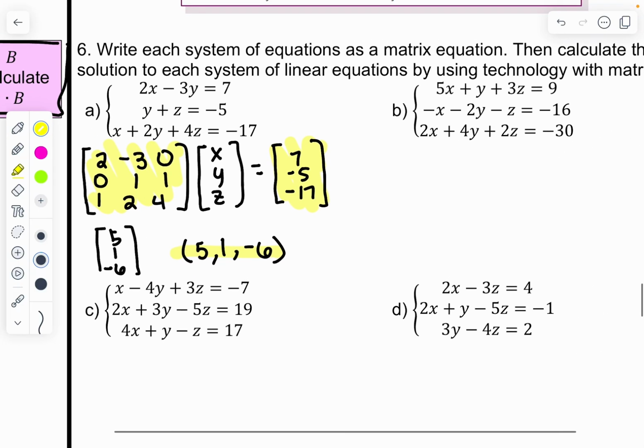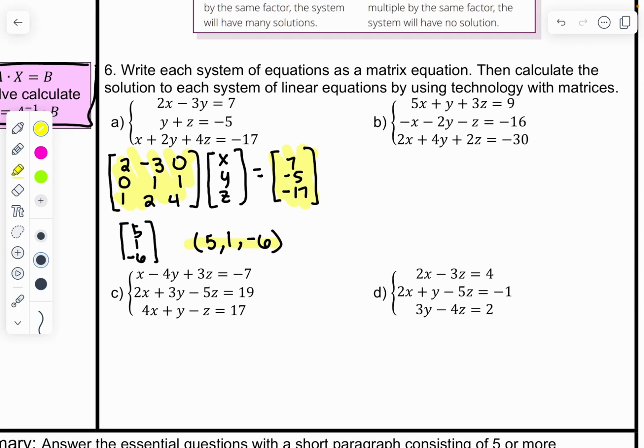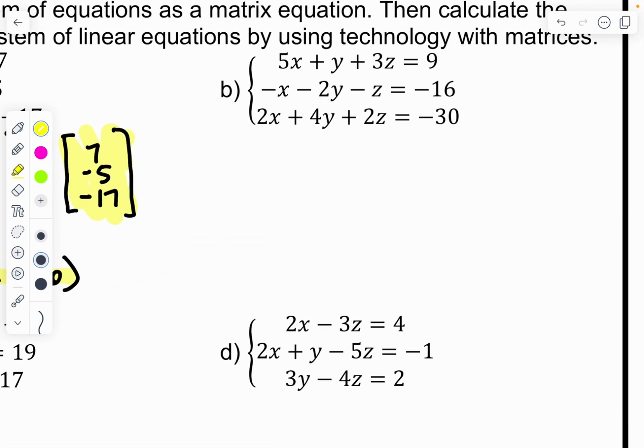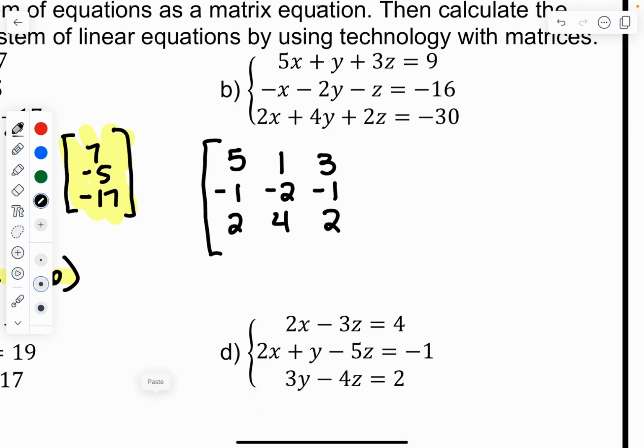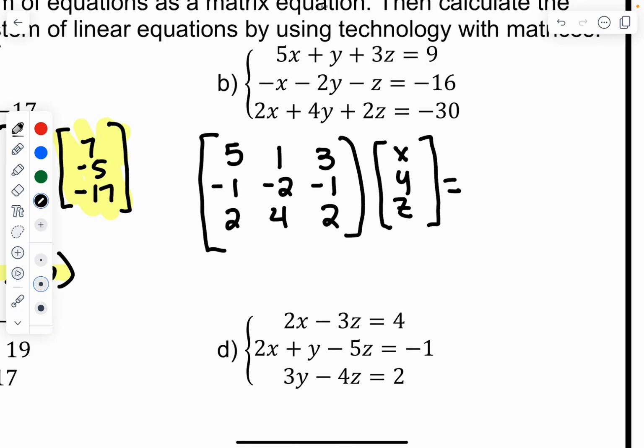Okay, now go ahead, pause the video, try B, C, and D, and then come back and check your answers. Okay, so here we go. We have 5, 1, 3, -1, -2, -1, 2, 4, 2. Our variable matrix, X, Y, and Z. Then we have our constants, 9, -16, and -30.